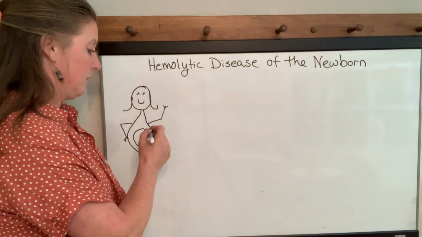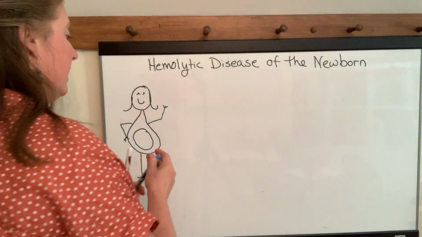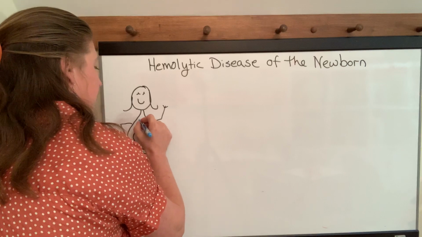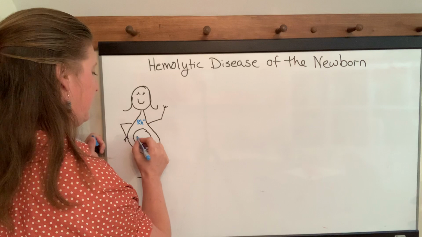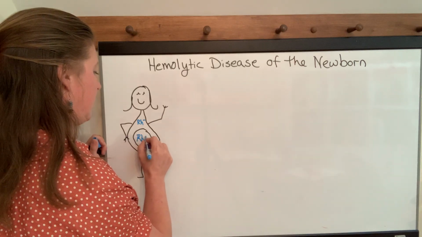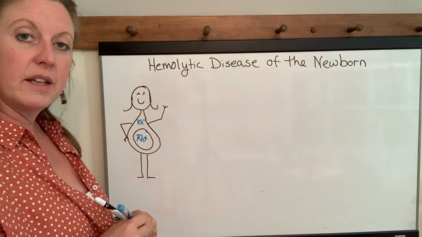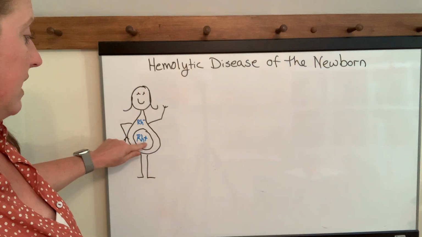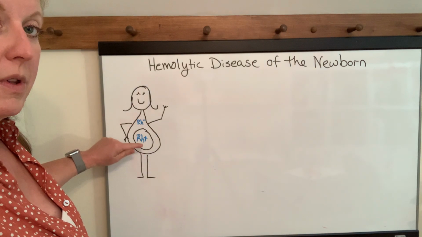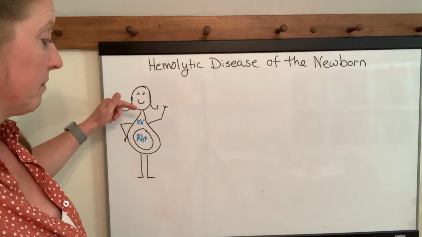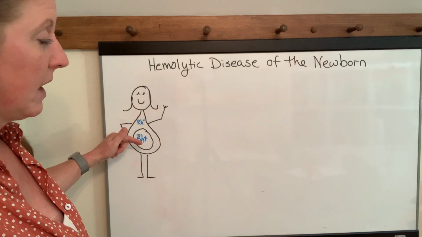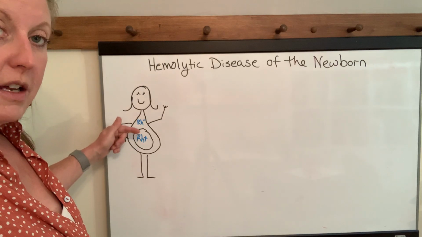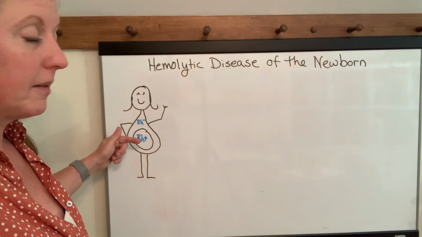Okay, so mom is Rh negative, but the baby is Rh positive. This is okay because blood cells do not pass from the placenta to the mother's blood, or from the mother's blood through the placenta to the baby's blood, at least not during a normal, healthy pregnancy.